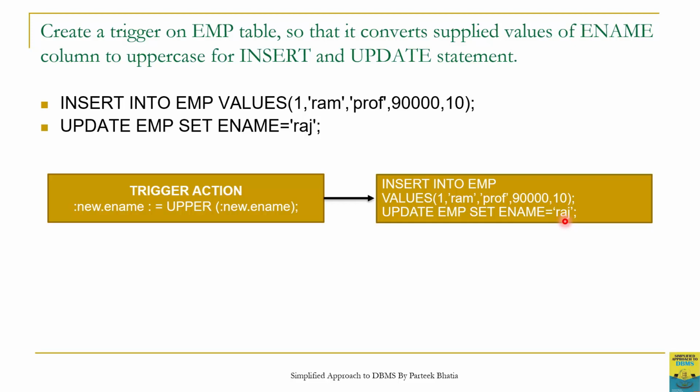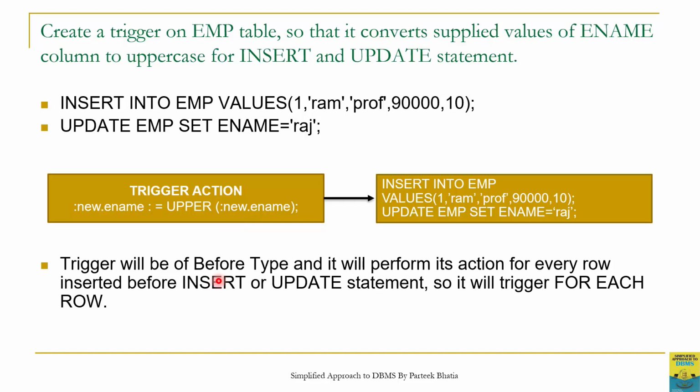Now let us give a thought on the level of this trigger. This trigger should perform its action on every row affected by that statement. For example, if update statement is updating 5 rows of ename, then this trigger action should perform 5 times to convert each value to uppercase. Thus, this trigger will be of before type and it will perform its action for every row processed by insert or update statement. Thus, the level of trigger will be for each row.